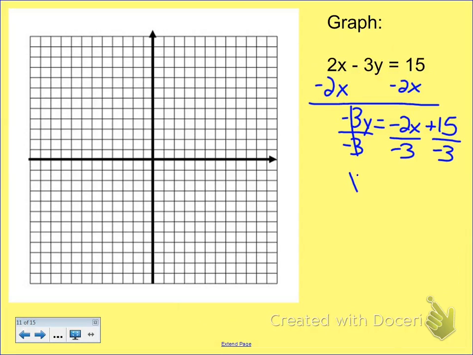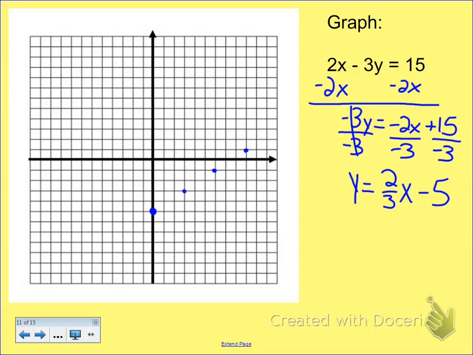And you're left with y equals, a negative divided by a negative gives us a positive, so 2/3 x. 15 divided by negative 3 is negative 5. So this is the equation we're going to graph. Our y-intercept is negative 5. 1, 2, 3, 4, negative 5. That's our y-intercept. Your slope is 2/3. You go up 2, over 3. Up 2, to the right 3. Up 2, to the right 3.